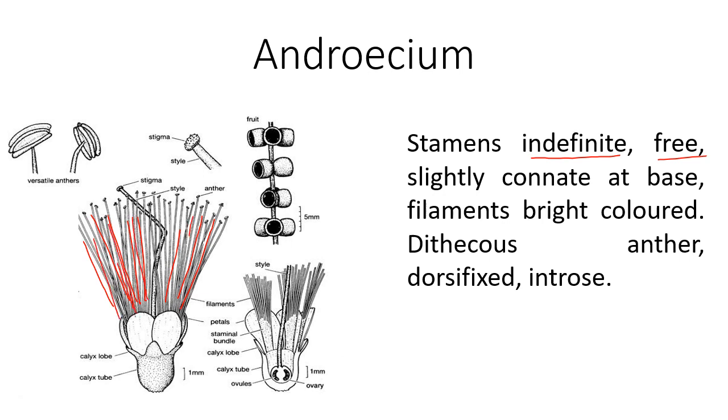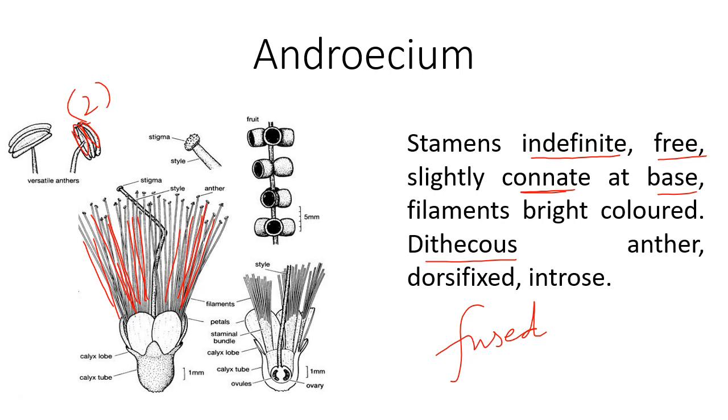throughout the length. They are slightly connate. Connate means what? Fused. Connate means fused at the base, and filaments are bright red colored, and stamens are dithecous. Why is this called as dithecous? Here you can see one anther lobe and another anther lobe is there, and because of these two anther lobes, this is called as dithecous.